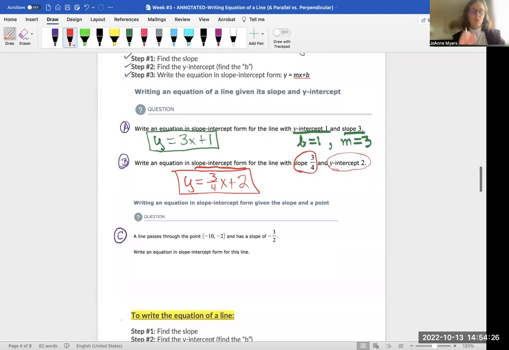C, write an equation in slope-intercept form given the slope and a point. A line passes through the point -10, -2 and has slope of -3/2. So they're telling us that our -3/2 is our slope. This -10, -2 is giving us a very specific xy value, one specific xy value that makes the equation true. So now we know that m is -3/2.